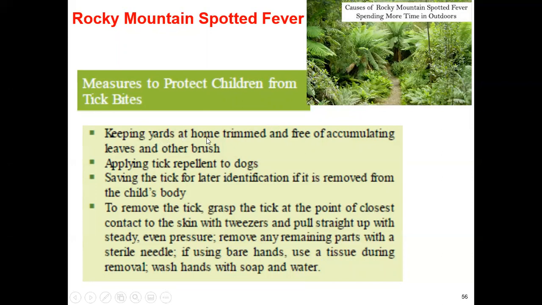Keep the yard at home trimmed and free of accumulated leaves or other brush. Apply tick repellent to dogs. Save the tick for later identification if it is removed from the child's body; you can save it for identification and treatment. To remove the tick, grasp it at the point of closest contact with the skin, wash, and remove any remaining part with a sterile needle. If using bare hands, use a tissue during removal and also wash the hands with soap and water.